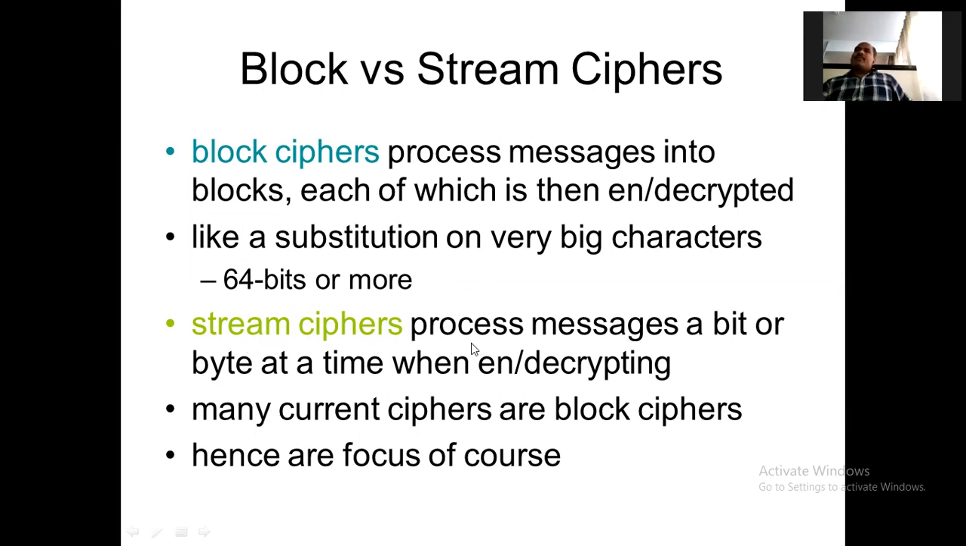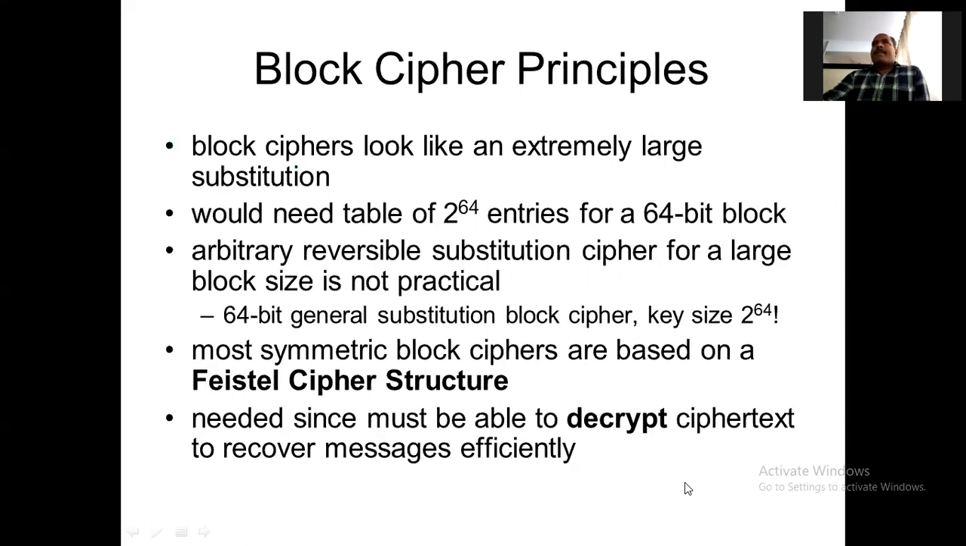So stream ciphers are nothing but they process messages a bit or byte at a time when encrypting or decrypting. Many current ciphers are block ciphers, hence our focus, of course. Everywhere we are going to use block ciphers only, because we have a huge amount of data and information here. That is why we need to focus on block ciphers. So what are the block cipher principles here?